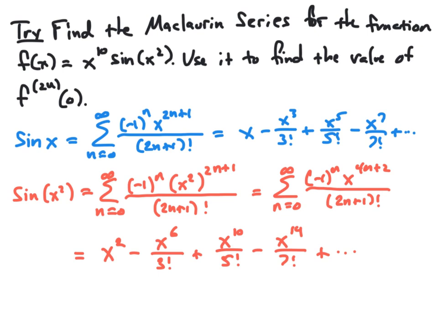We then substitute x squared in for x in this function, which gives us the function sine x squared with the Maclaurin series n equals 0 to infinity of negative 1 to the n, x to the 4n plus 2 over 2n plus 1 factorial, whose first four terms are x squared minus x to the 6th over 3 factorial, plus x to the 10th over 5 factorial, minus x to the 14th over 7 factorial, and so on.